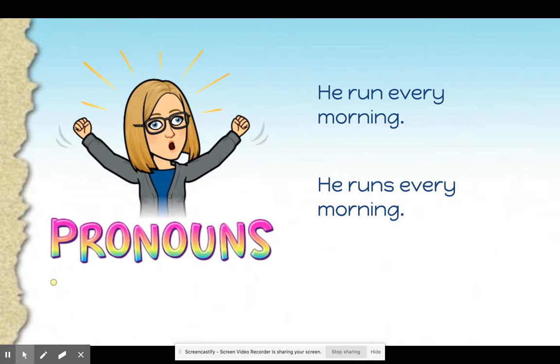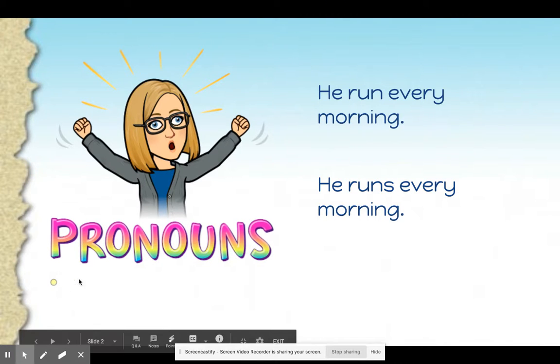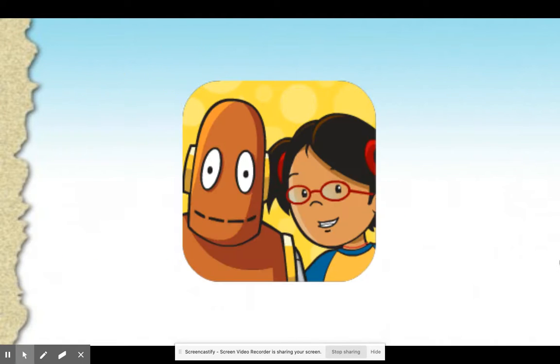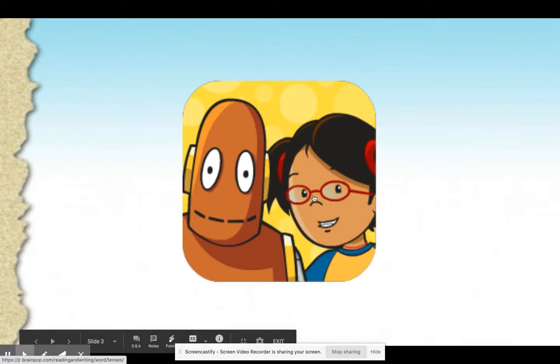You should have said he runs every morning. He is singular, so that means that we add the S to the verb run to make it runs. We are going to watch part of this clip on verb tenses on Brain Pop.